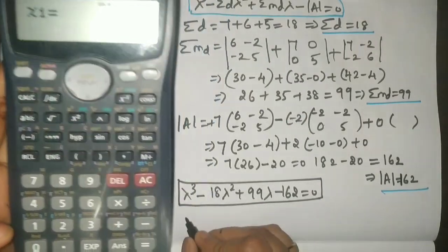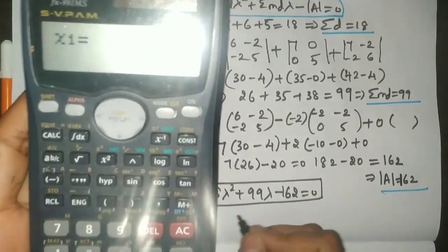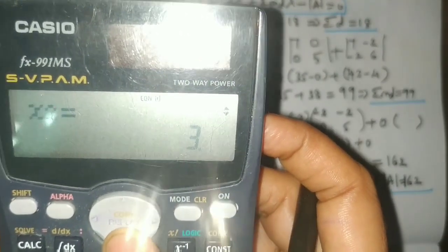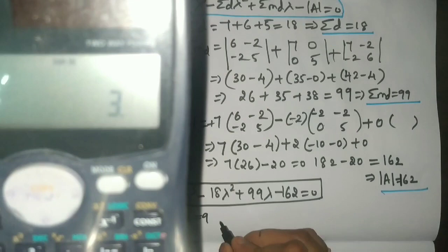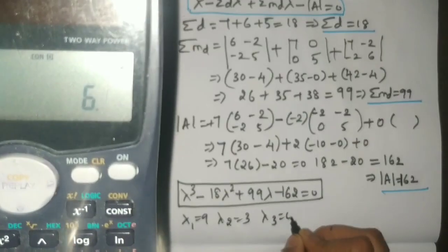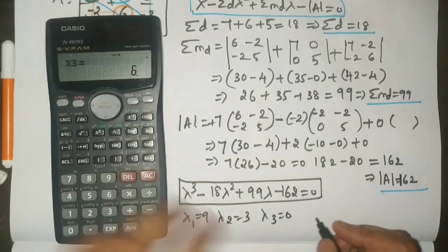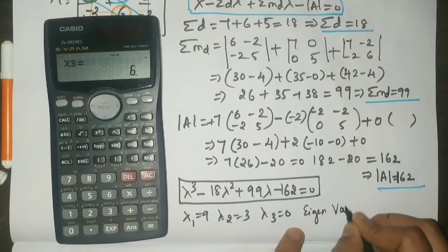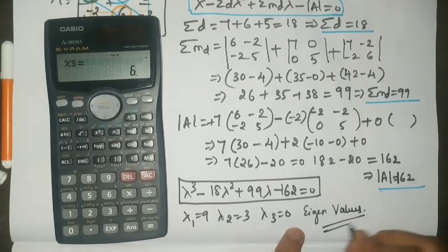It will automatically calculate and give the values. These values are nothing but the lambda values. So lambda 1 is equal to 9, that is the first value. You can use the downward arrow mark to get the other data. Lambda 2 is equal to 3, and use the down arrow again, and lambda 3 is equal to 6. So these are the corresponding eigenvalues.